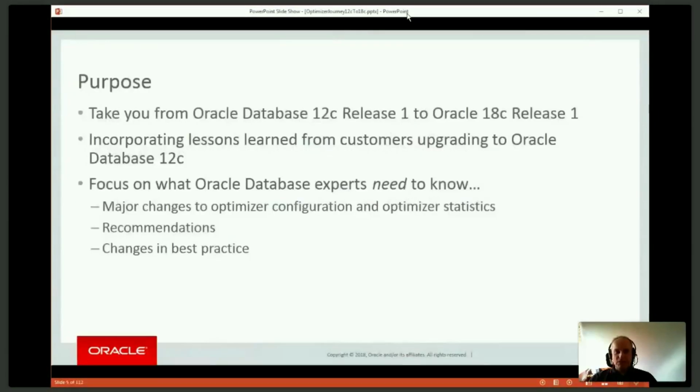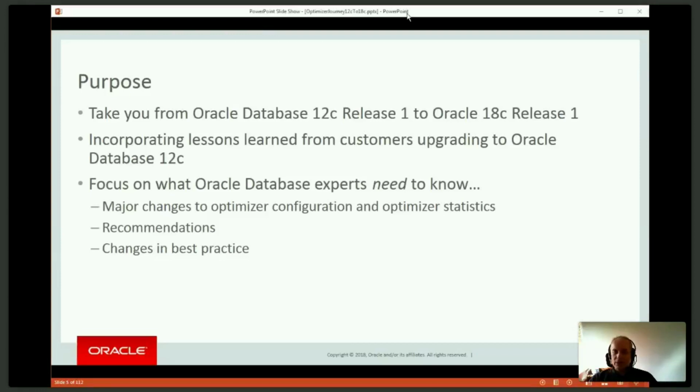So the purpose of this session really is to take you from Oracle Database 12c Release 1 through to Oracle 18c. Now, I guess a lot of you are going to be very familiar with 12c Release 1 and maybe 12c Release 2. So why am I covering some of that? Well, the reason is that I want to take this chance to incorporate some of the lessons learned from customers that have upgraded to Oracle Database 12c.